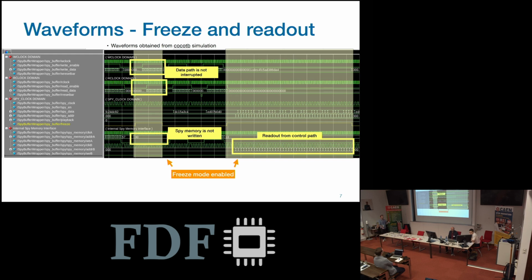And that means that if you are in this situation, you can read, and you can see, for instance, in this other example, we have the readout from the control path, where you see all the read transactions here. Sorry, I have to highlight them, because maybe this is a little bit too tiny. But it's showing how essentially the data path is not interrupted and the spy memory is not written.